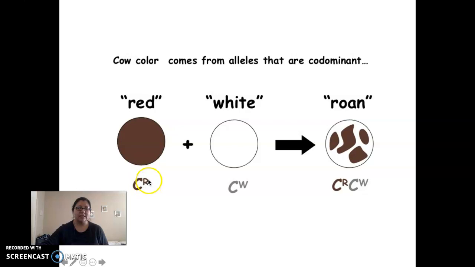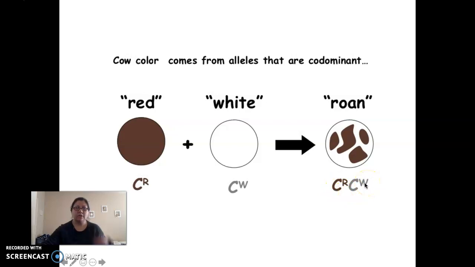That's going to say that the coat color is red. Over here for the white coat color, we're going to have a big C with a W. That shows that that coat color is white. So if you have a cow that's roan, you have to have big C, big R, big C, big W.